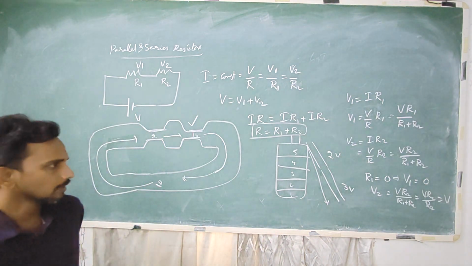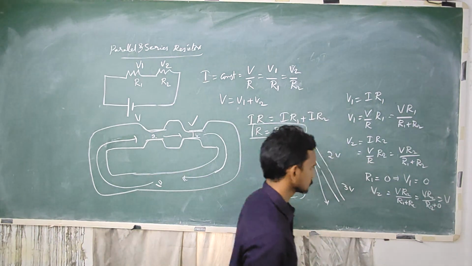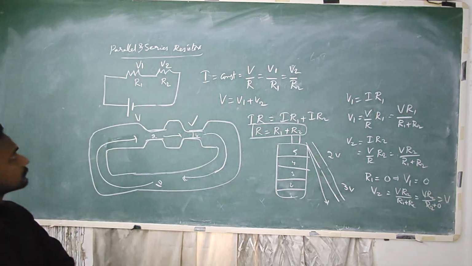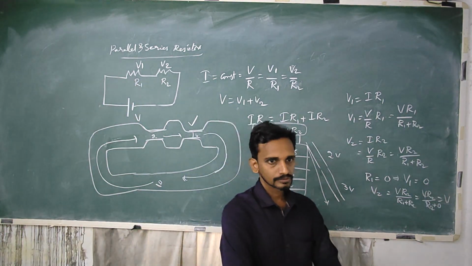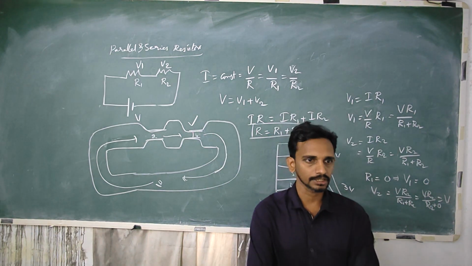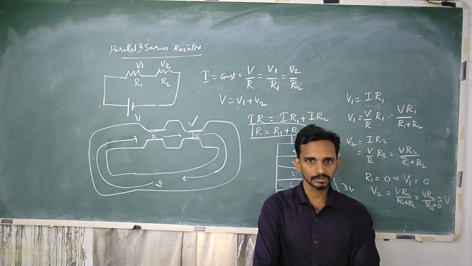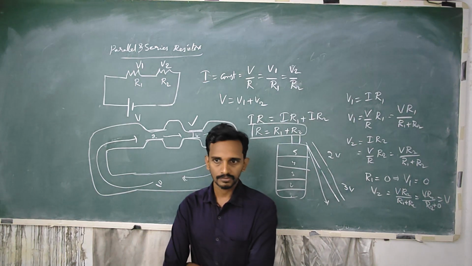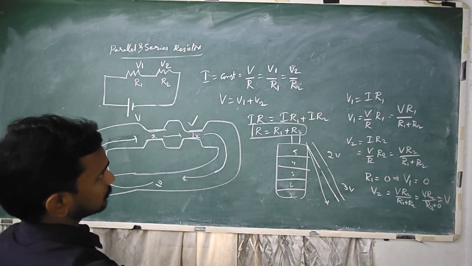So the entire voltage will be dropped across R2. Is that clear? So if I replace R2, R1 is intact and I am replacing R2 with a conducting wire, the entire voltage will be dropped across R1. Okay. Is that clear?